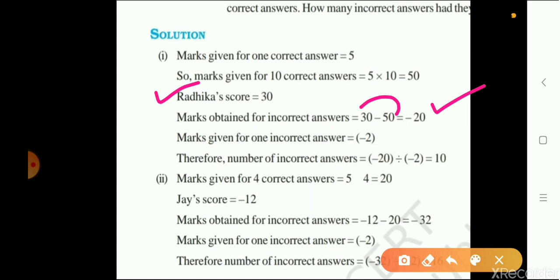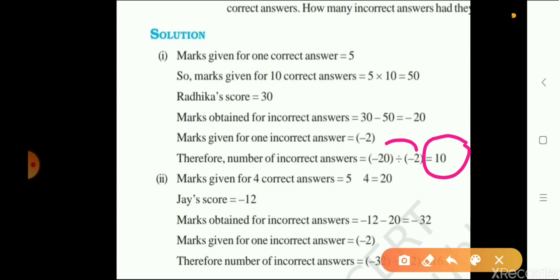And the marks for one incorrect answer is minus 2. We know the number of incorrect answers will be the total marks deducted divided by the marks deducted for one wrong answer. So it will be minus 20 divided by minus 2, that is plus 10. So Radhika has done 10 incorrect answers. The number of incorrect answers done by Radhika is 10.